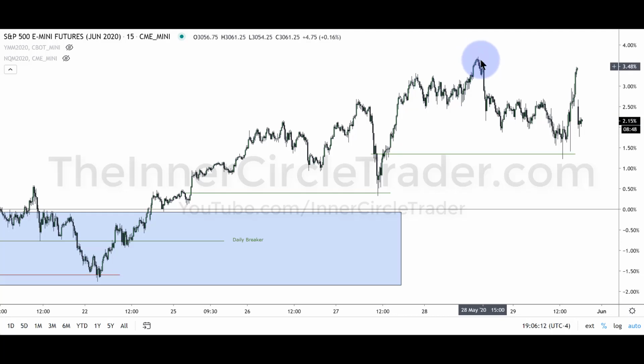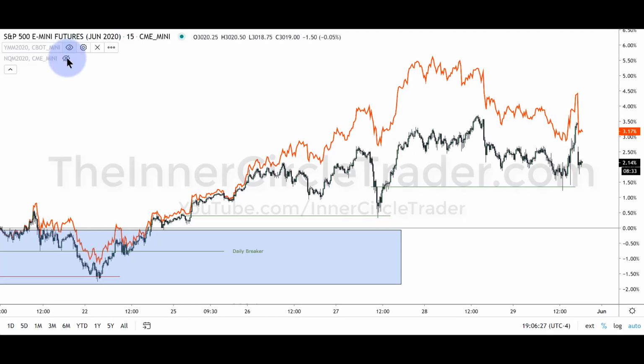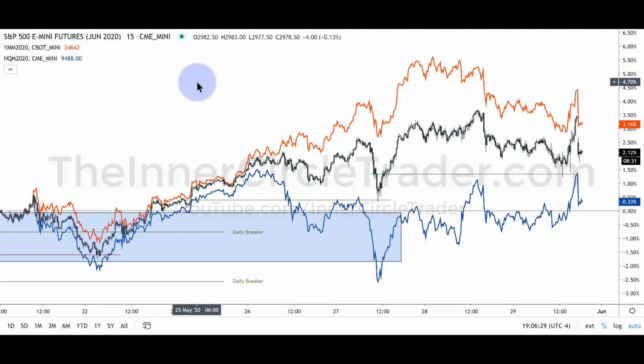What do we have here? Lower high to the right. So this retracement may just be what needs to happen for picking up more orders inside the order flow in here, and then ramming this thing higher. If we bring in the other indices, the red is the Dow and the blue is the NASDAQ index futures.